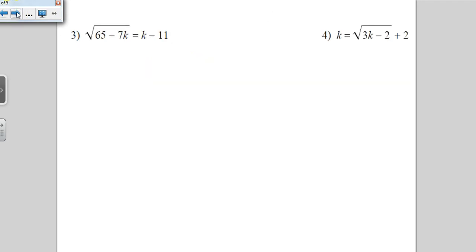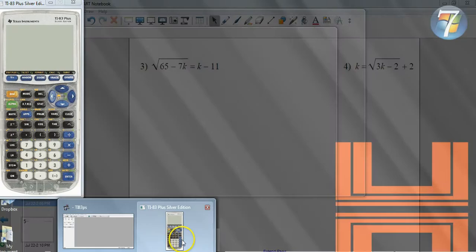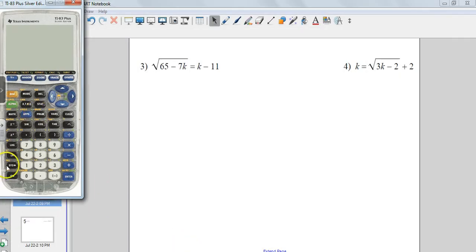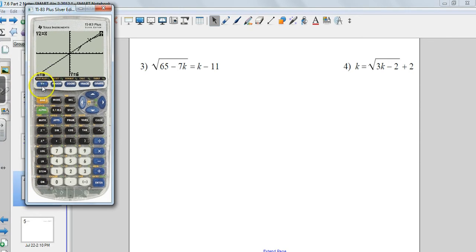Alright, our next problem that I'm going to type in is square root of 65 minus 7x. So I'm going to use 7x. Oops, I forgot the minus. And then I'm going to delete the rest. And again, you don't have to close the parentheses, but you can. Now on the right-hand side, we're going to have x minus 11, so I'm going to type x minus 11.